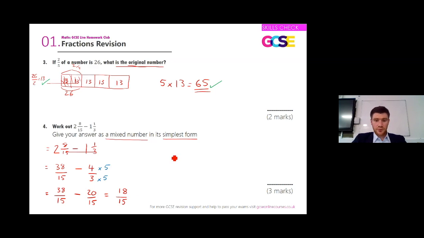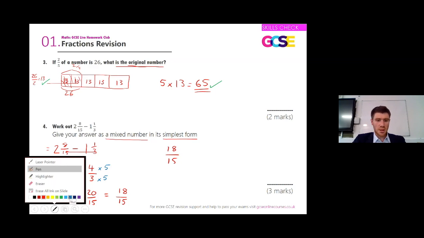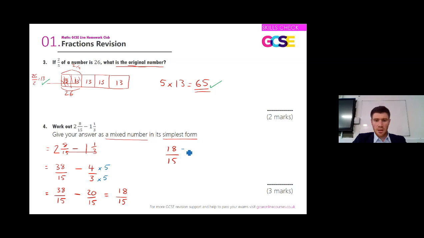So 18 out of 15 can, as I said, be divided by a number. The numerator and the denominator can be divided by the same number. They can both be divided by 3. You always want to try and get the biggest number to go into them. We call that, I'm sure you remember, the highest common factor. In this case, 3 is the highest common factor. So 18 divided by 3 is 6, 15 divided by 3 is 5, and we've got 6 over 5.